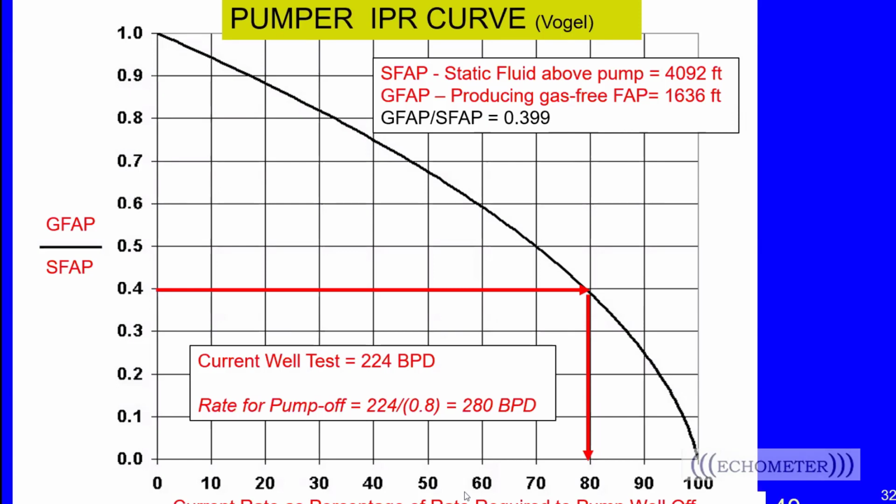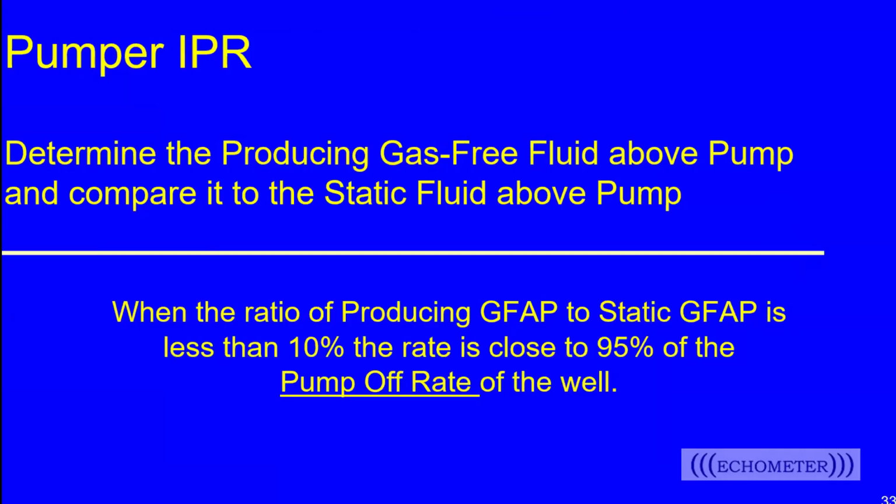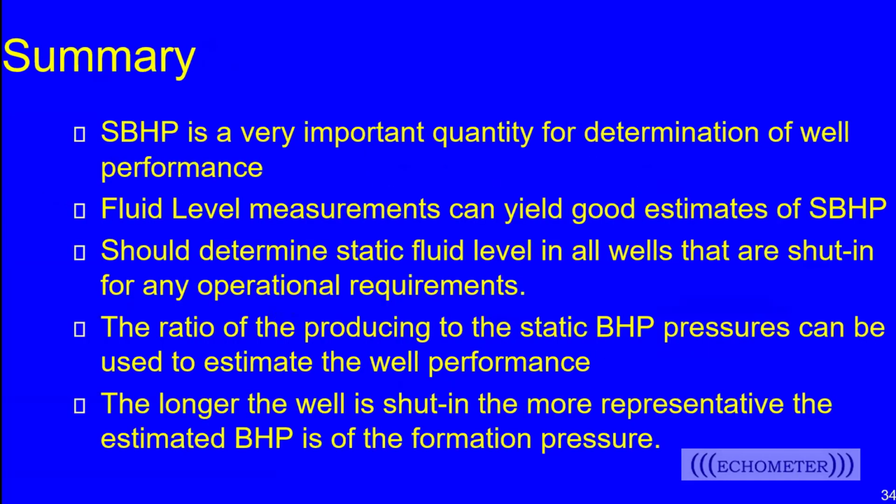And so the next slide summarizes what I just said, that if you do this pumper IPR, it determines the producing gas-free fluid above the pump, compare it to the static fluid above the pump, and then when this ratio is less than 10%, then you are already producing about 95% of the pump off rate. So it's a quick and easy way of determining where you are in relation to what you could produce with the pump intake set at the current depth. And so I'm going to turn it over back to Dieter so that he can conclude the presentation.